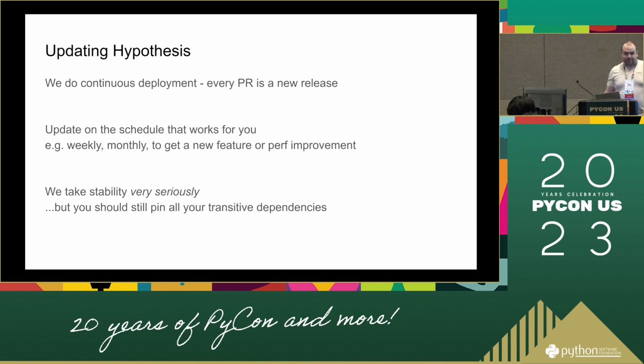Last thing here, I think, is you've all pip installed Hypothesis today. Hypothesis releases pretty regularly. So every pull request to the library is automatically released on PyPI as soon as CI finishes running, because continuous deployment is great. That means we think you should probably just update on a schedule that works for you. That might be weekly or monthly, to make sure that you get any new features or performance improvements or improved error messages that we've put in.